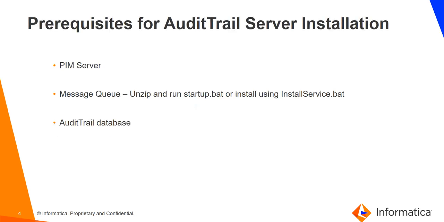Regarding prerequisites of Audittrail server installation, we need PIM server up and running, then we should have a message queue installed, and then we should have an Audittrail database already. Since we already have Audittrail database covered in part 1, we can use it here. Let me show you in my local environment.